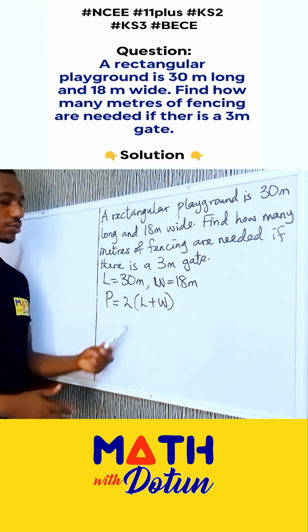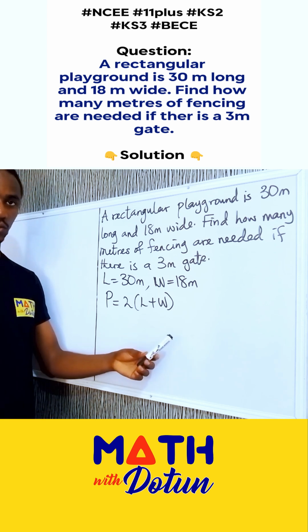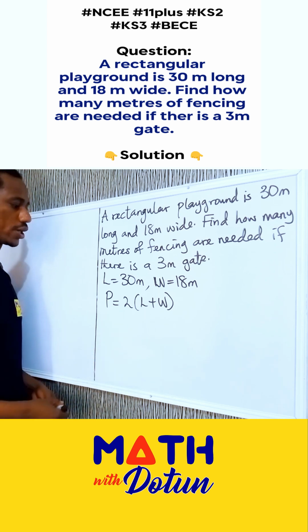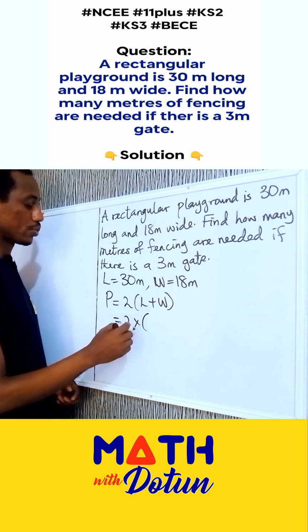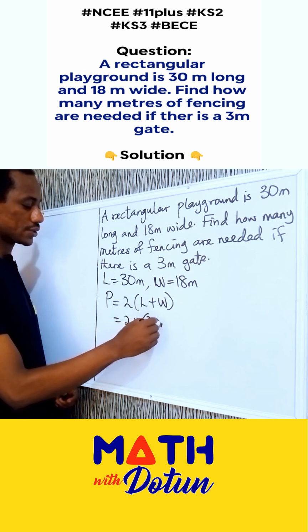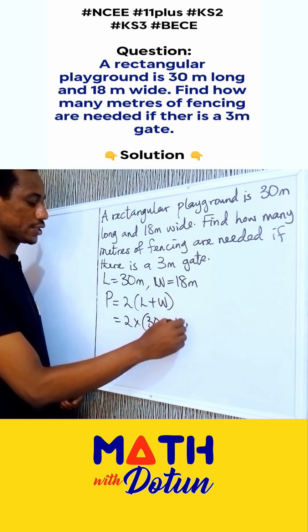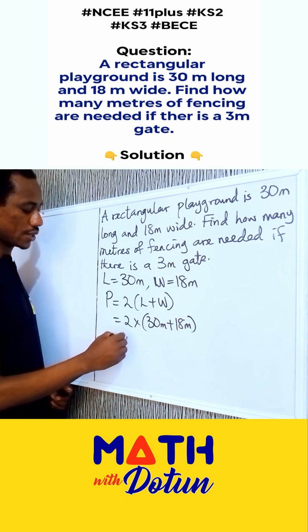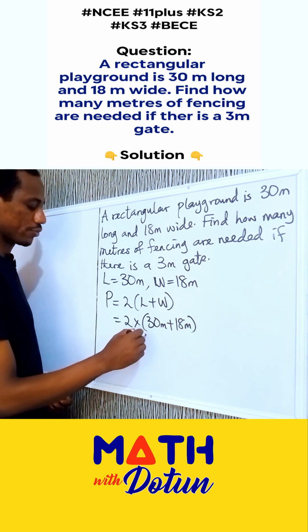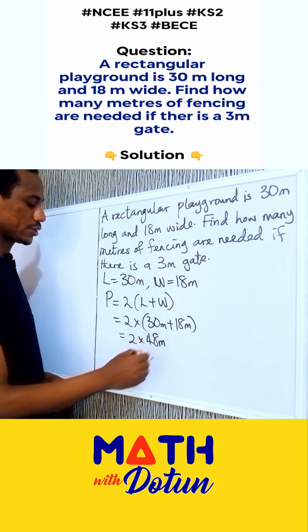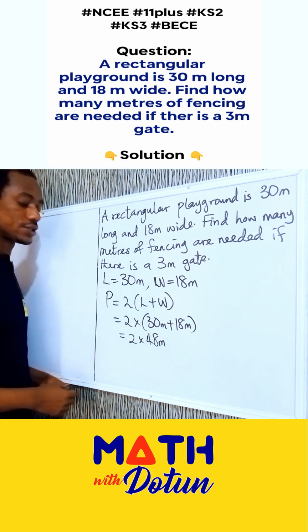2 times the sum of length and width. So we add the length and the width, and we multiply by 2. Quickly, let's do that. So 2 times the sum, that's 30 meters plus 18 meters. That will be 48 meters. So 48 meters times 2.